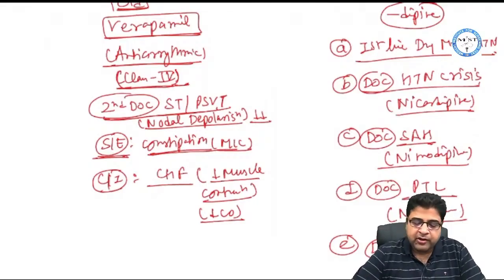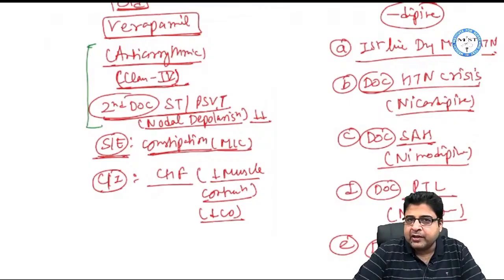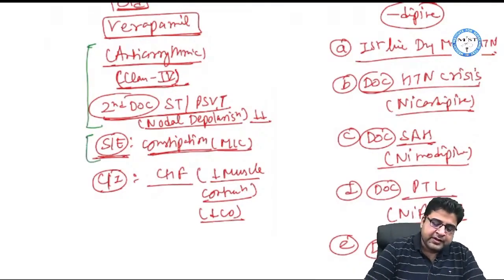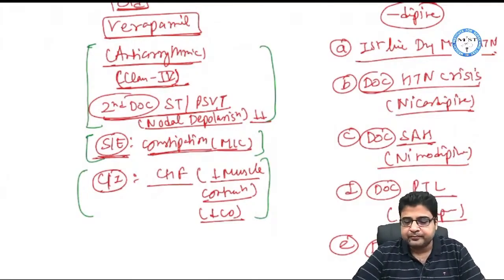Therefore, this medicine is contraindicated in patients of CHF. So verapamil has 3 MCQs. Number 1 MCQ, its indication: this medicine is used as an antiarrhythmic, class 4 antiarrhythmic, given for sinus tachycardia and PSVT. The side effect of this medicine is constipation, and the contraindication of this medicine is congestive heart failure.